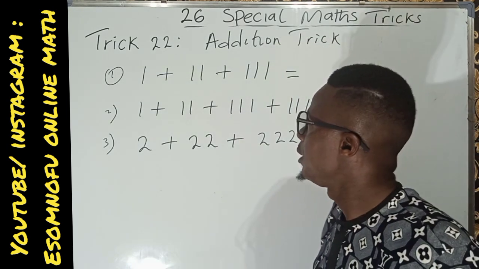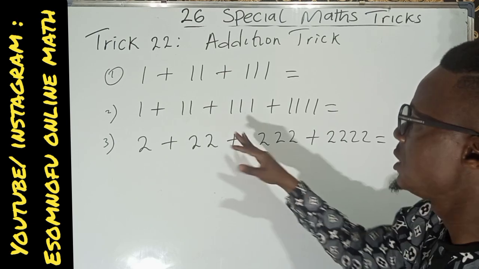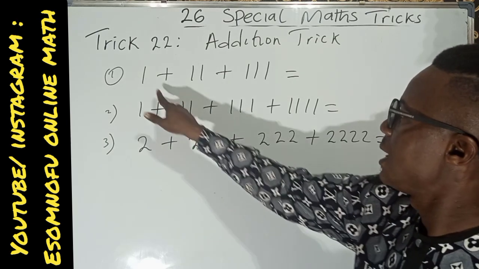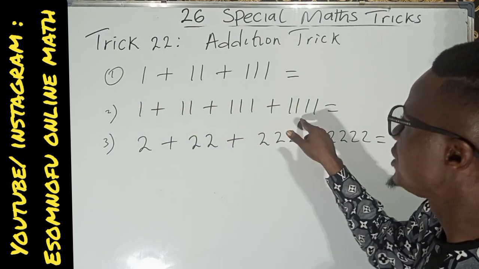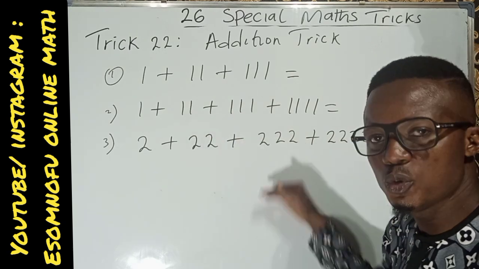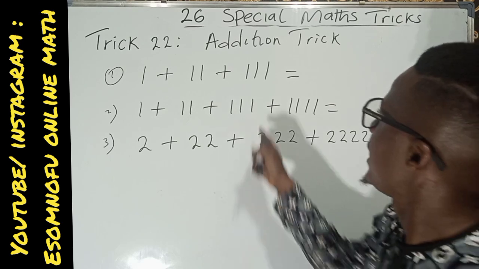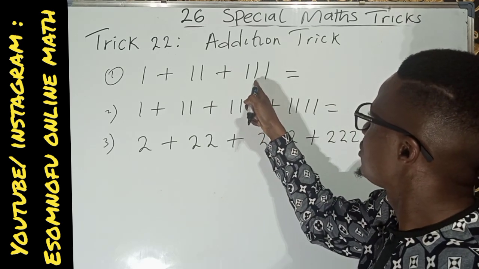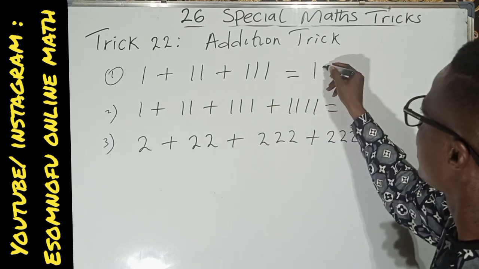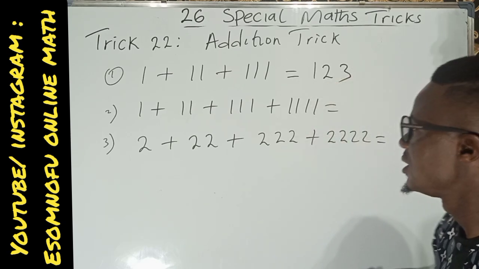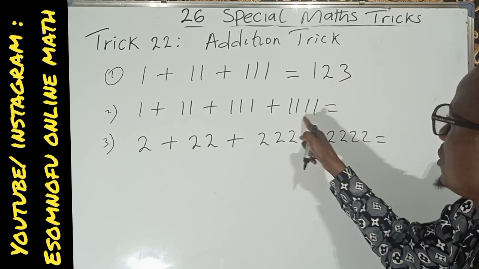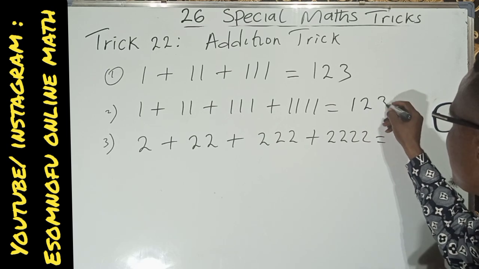Okay, in trick number 22, we want to see this addition trick. Provided that the numbers are repeating the same digit, 1 1 1 1 or 2 2 2 2 or 3 3 3 3, it is simple to add them. So the highest digit here is 3, 1 2 3. Therefore the answer is 1 2 3. Don't stress yourself. The highest digit here is 1 2 3 4. So just write 1 2 3 4.